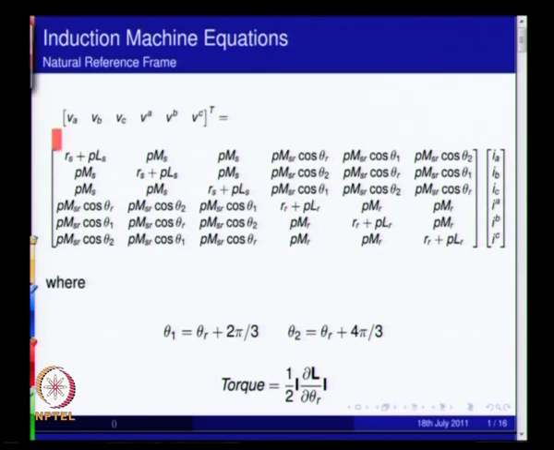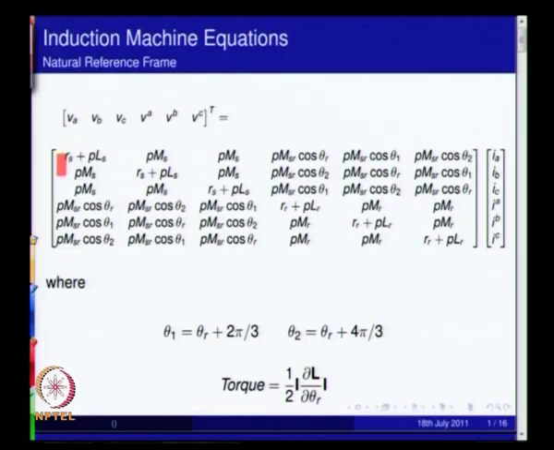So here we have the induction machine equations in the natural reference frame. You have 3 quantities on the stator, 3 quantities on the rotor, applied voltages, and then you have IA, IB, IC of the stator and those of the rotor. This is the operational impedance description, which arises from V equals Ri plus d by dt of psi, the flux linkage, which can be written as L into I. So this expression arises from that.